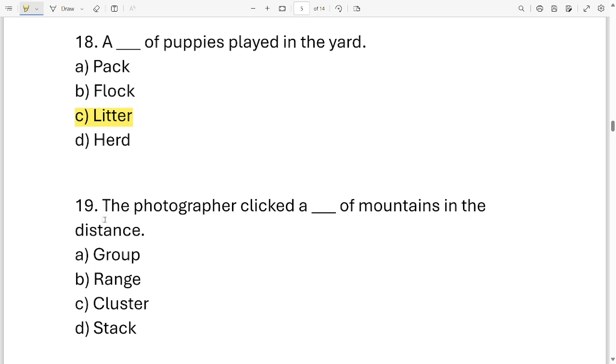Next sentence. The photographer clicked a dash of mountains in the distance. Now which word should come in this blank? Group, range, cluster, stack. Which of these is the correct option? Is it A? Is it B? Is it C or is it D? It is option B. The photographer clicked a range of mountains in the distance.